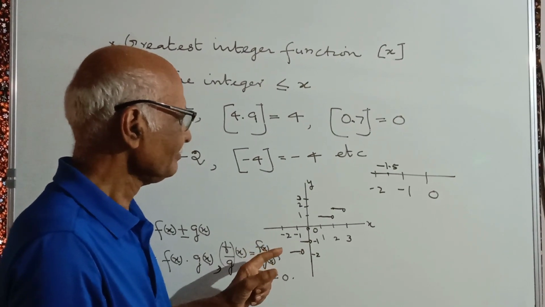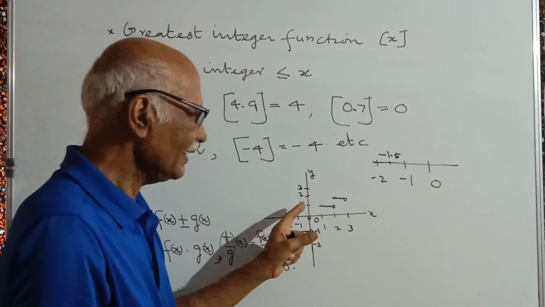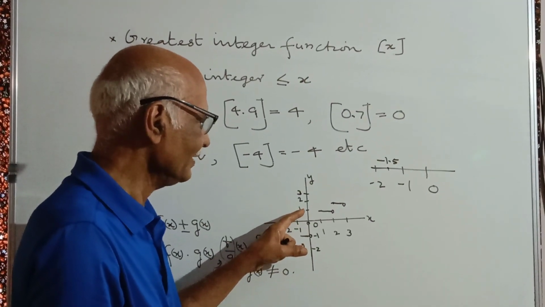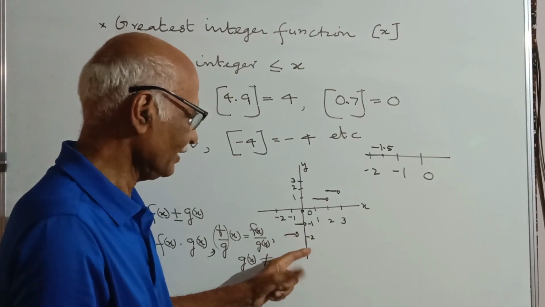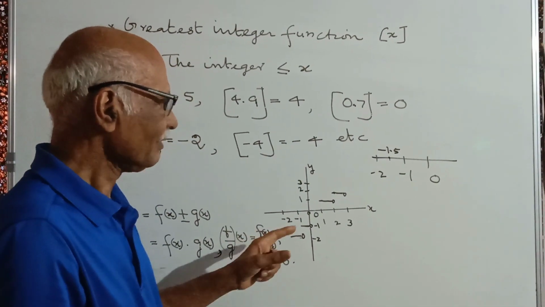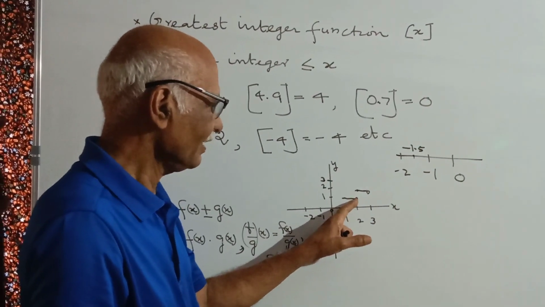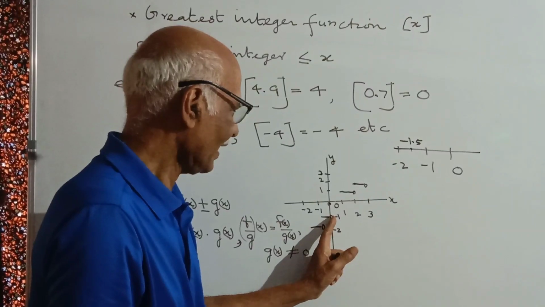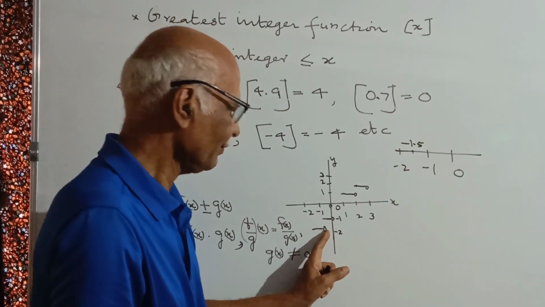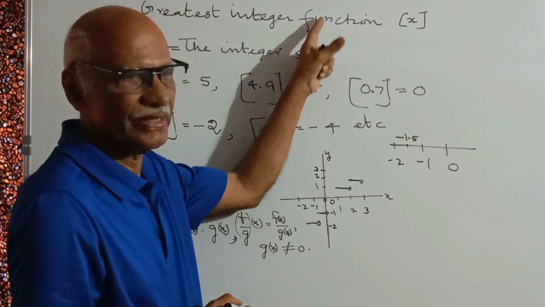So the idea is, the integer function takes integer values only: 1, 2, 3, 0, minus 1, minus 2 and so on. But care must be taken about these endpoints. The right endpoint is not included. So make sure you understand the basic idea.